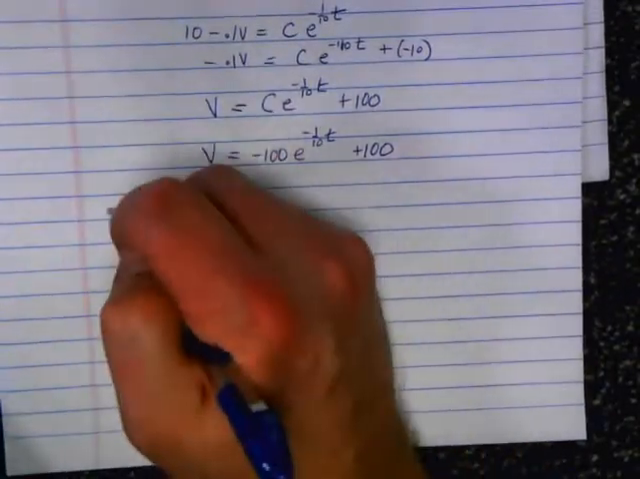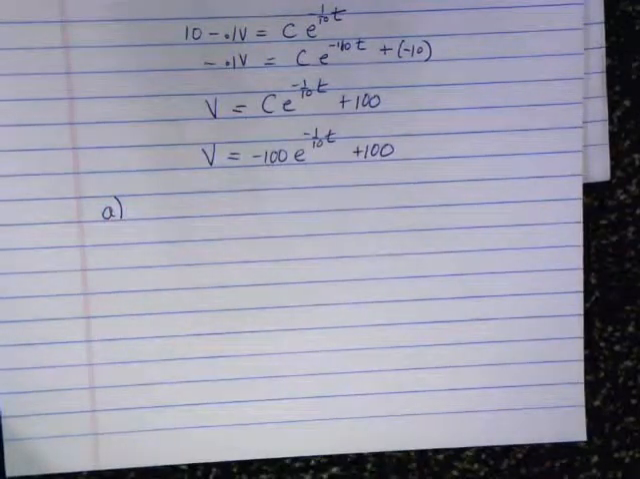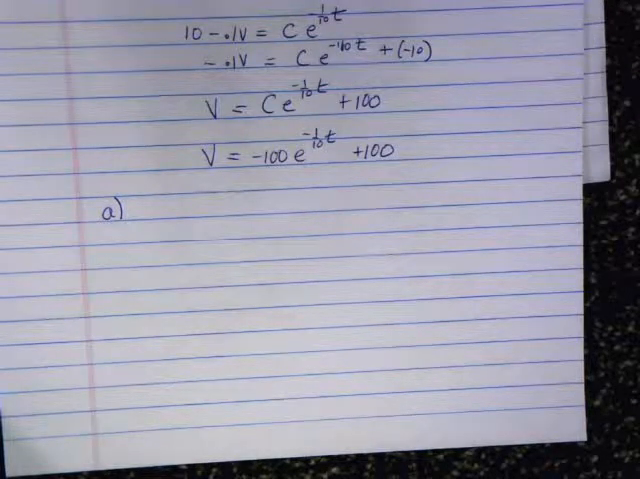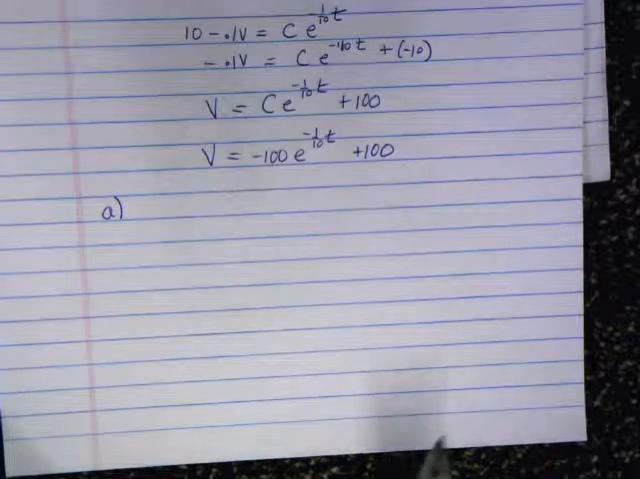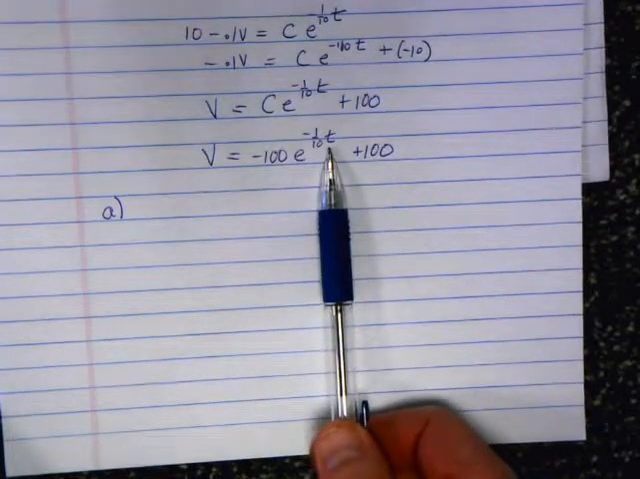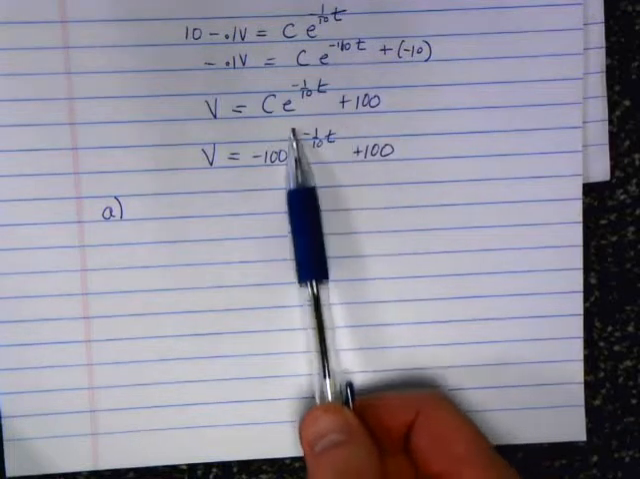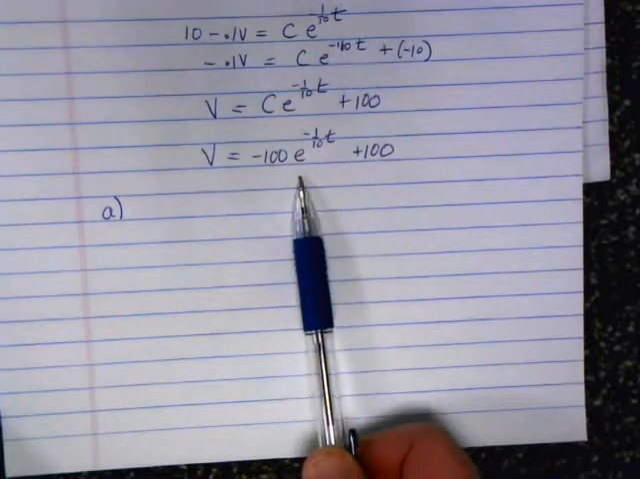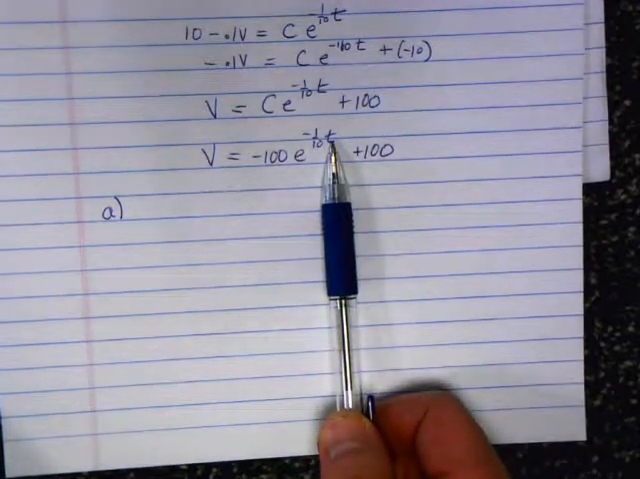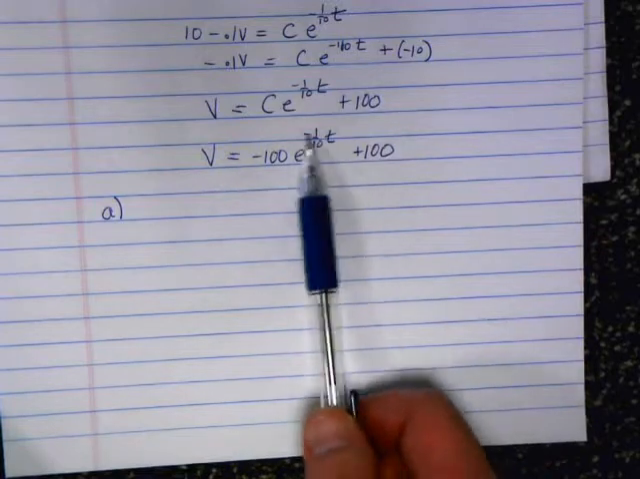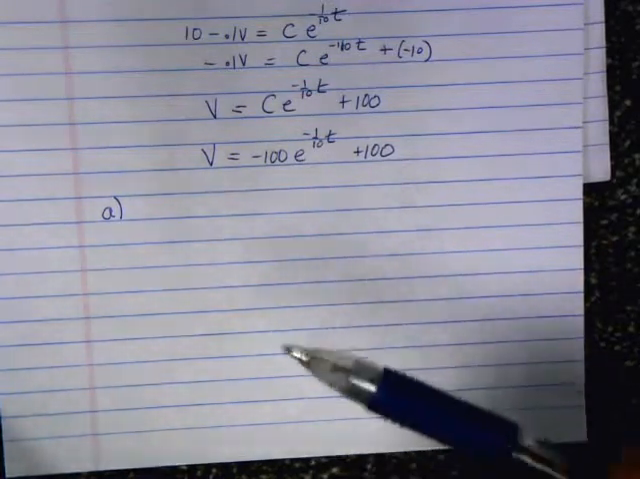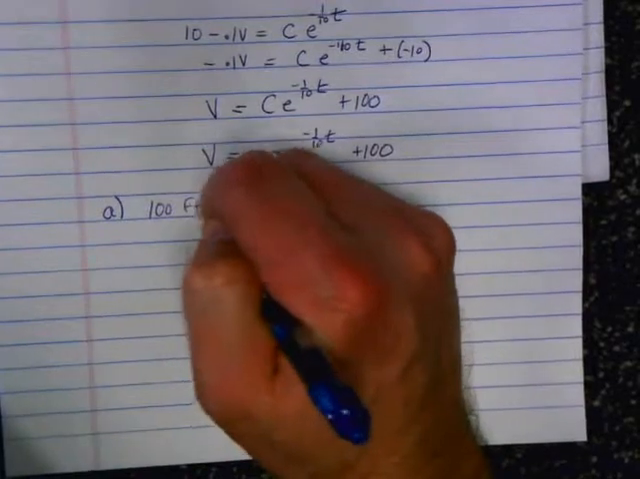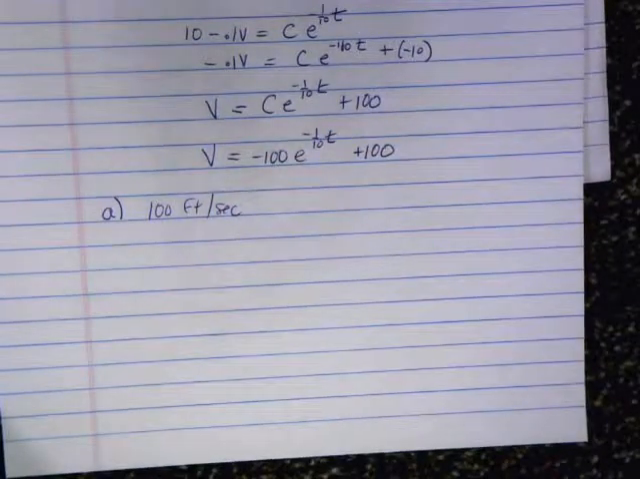All right, so part A. What's the maximum velocity of this vehicle? Let t go to infinity. As t goes to infinity, what happens to this? A very large negative number. And e raised to a very large negative number gets very close to 0. So 0 plus 100. So the maximum velocity is 100 feet per second.